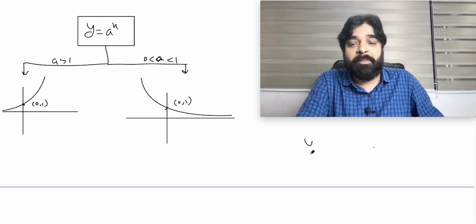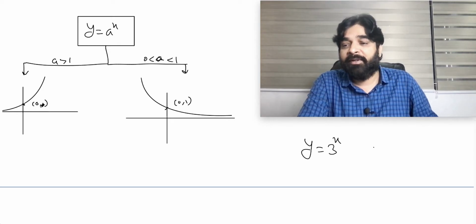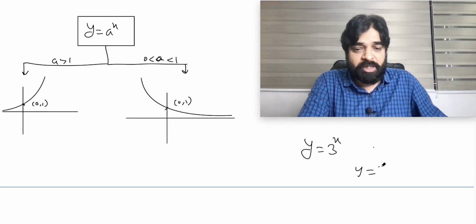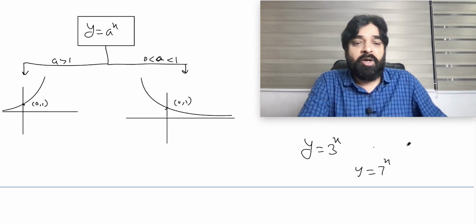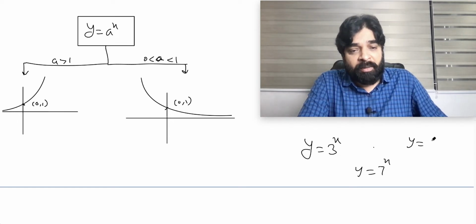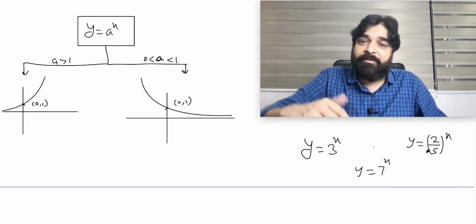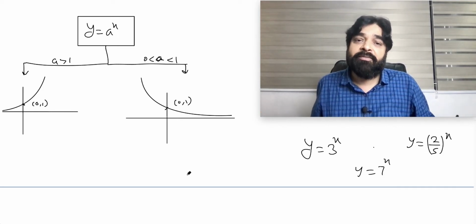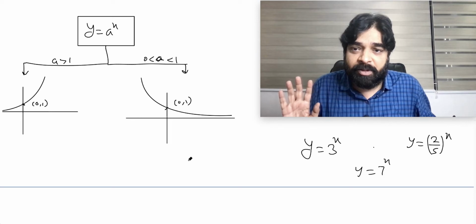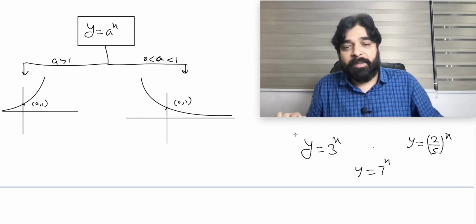Right? Suppose somebody says y equal to 3 power x graph. This graph. y equal to 7 power x graph. This graph. y equal to (2/5) raised to power x. 2 by 5 is less than 1. So this graph. Everybody able to understand? So this is the power function graph.